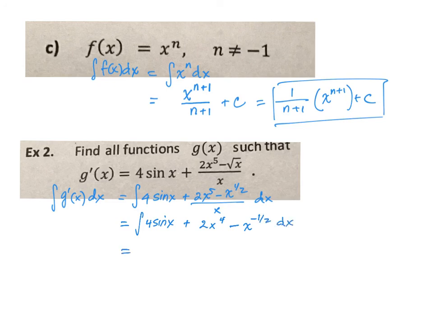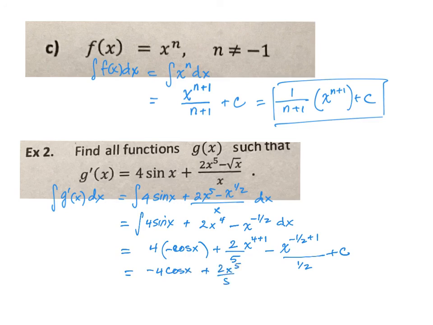Now we take the antiderivative of sine, that is 4 times negative cosine of x. The antiderivative of 2x to the 4th is 2 times x to the 4 plus 1, divided by 5, minus the antiderivative of x to the negative 1/2, which is x to the negative 1/2 plus 1, divided by 1/2, plus a constant c. Now simplify. Negative 4 cosine of x plus 2x to the 5th over 5 minus 2 times x to the 1/2 plus c.